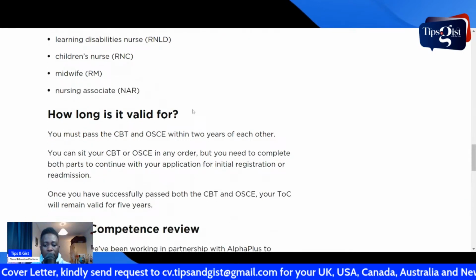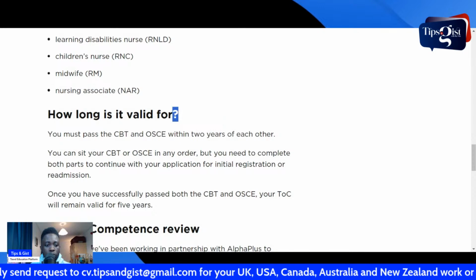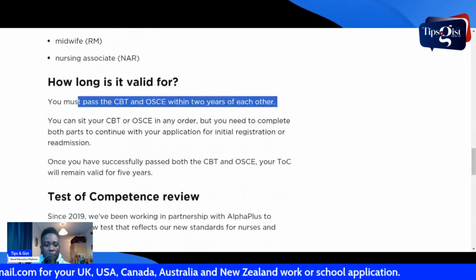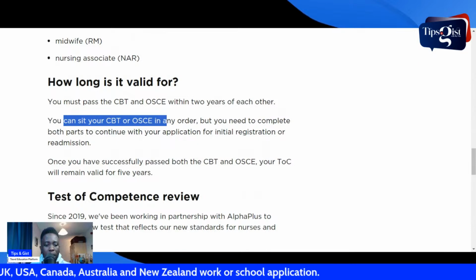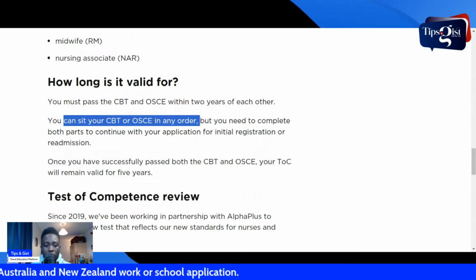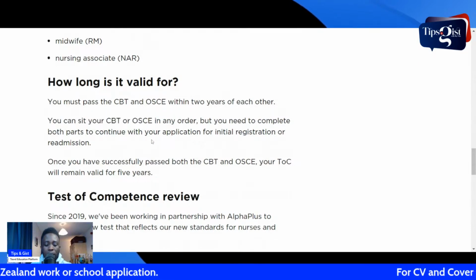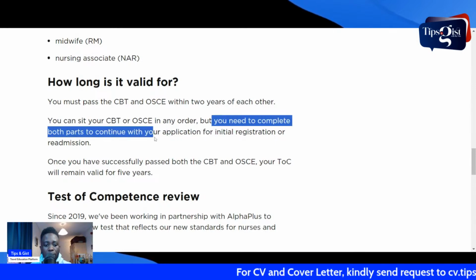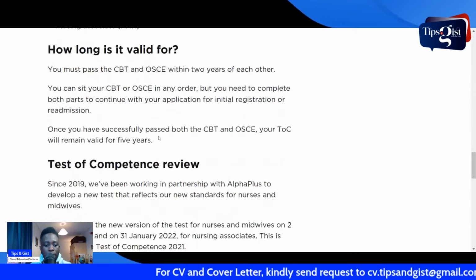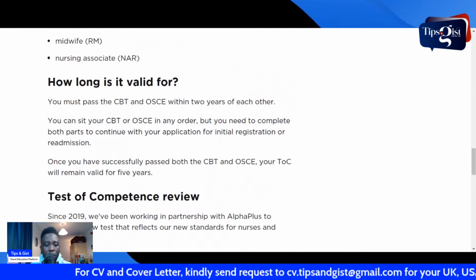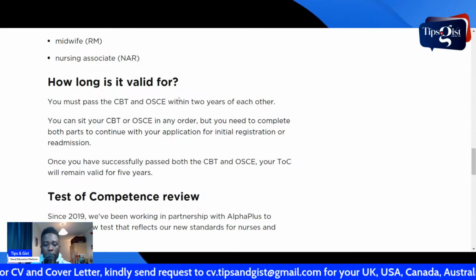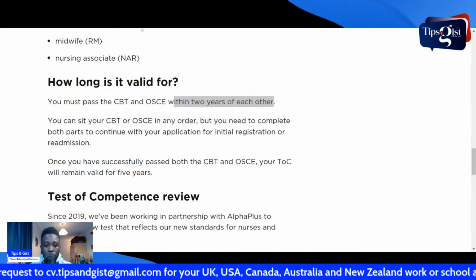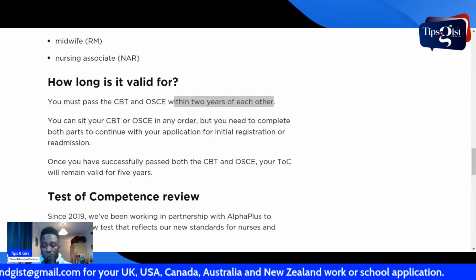All right. How long is it valid? So you must pass CBT and OSCE within 2 years of each other. All right. So you can sit your CBT and OSCE in any order, as I told you. You can write the CBT first or the OSCE first, but you need to complete both parts to continue your application. All right. So I made a mistake. I said you have to write it within 12 months. It's 2 years, sorry, 24 months. So when you write your CBT, within 2 years, you are supposed to write the OSCE. So point of correction over there.